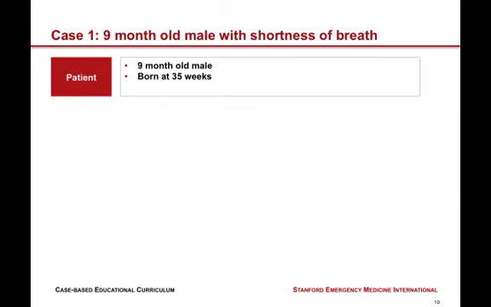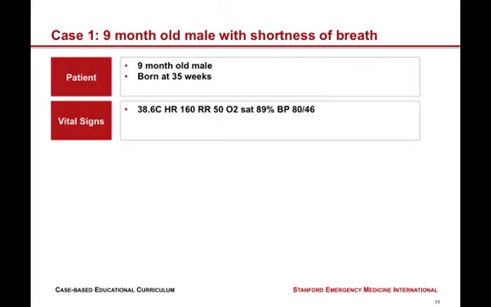So our case, the 9-month-old male. He was born a little bit early at 35 weeks, which puts him at a slight increased risk for severe lung infections. His vital signs: he has a fever at 38.6 degrees. He's tachycardic with a heart rate of 160. He's tachypneic, breathing too fast at a rate of 50. And he's hypoxic with an oxygen saturation of 89%.